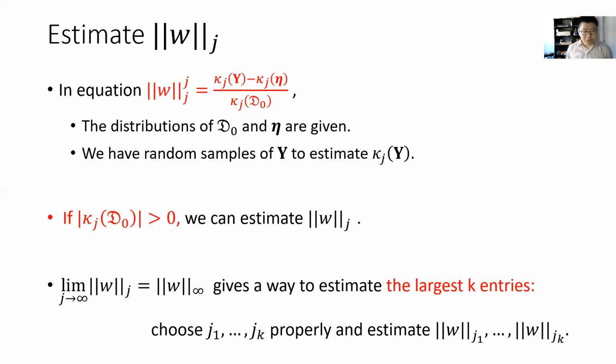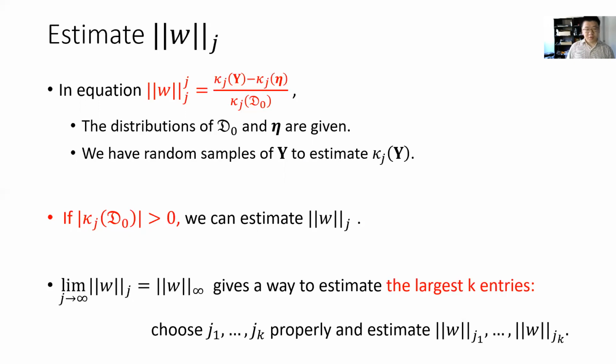The Lj norm of W will shed lots of information about W. For example, the limit of the Lj norm is the L infinity norm, which is equal to the absolute value of the largest entry in W. Based on this, we design an algorithm to estimate the largest k entries. Basically, we choose k indices j1 till jk properly and estimate the Lj1 norm of W till the Ljk norm of W. The estimation of the largest k entries is enough to test whether W is k-sparse or far away from k-sparse.